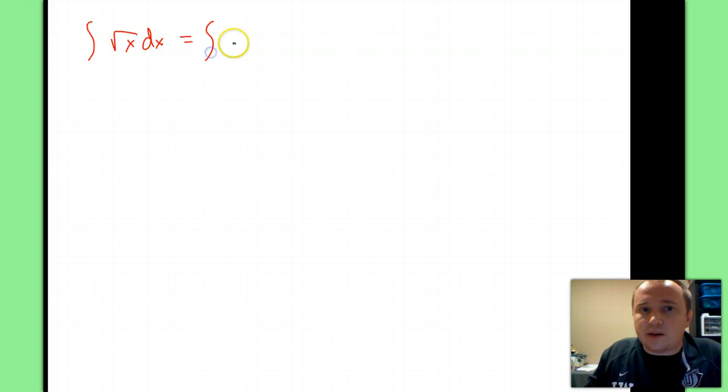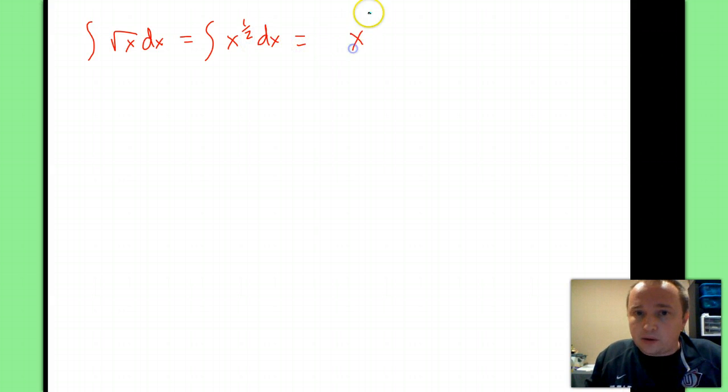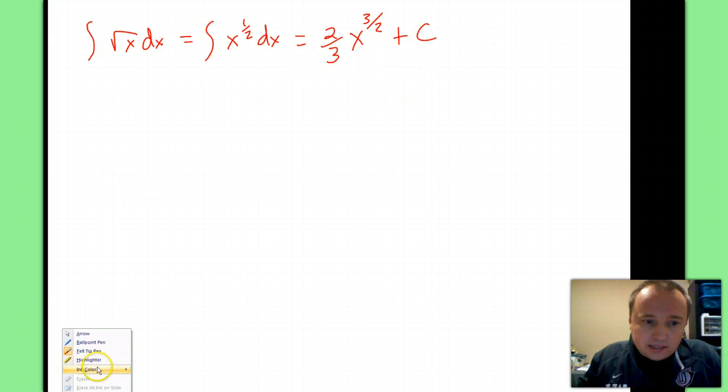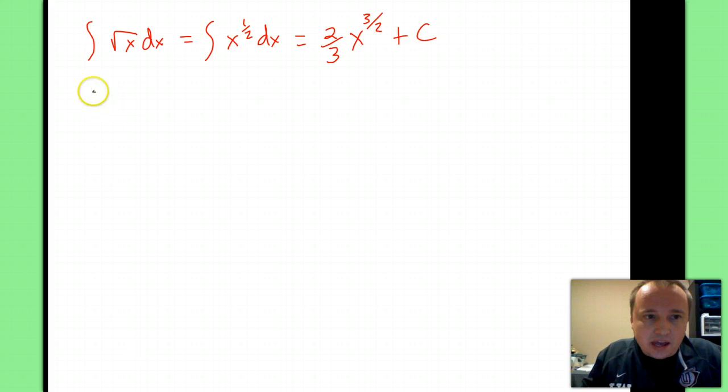Let's start with the idea. If I had the antiderivative of square root of x dx, I would just rewrite that as x to the 1/2 dx and do the power rule. Add 1 to the power, so I get 3/2. Divide by that power, so I now have 2/3 x to the 3/2 plus c. Not bad.